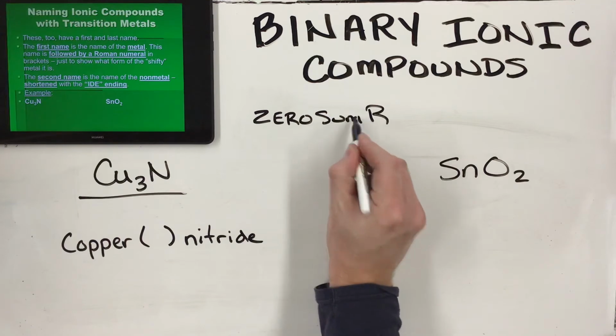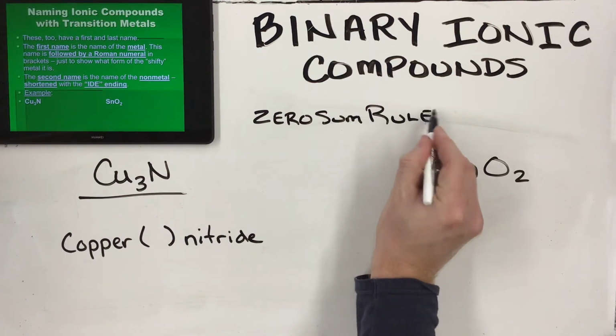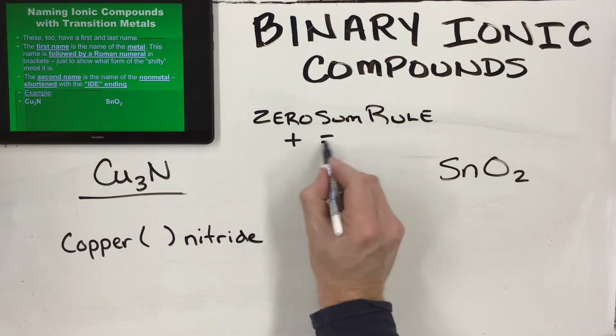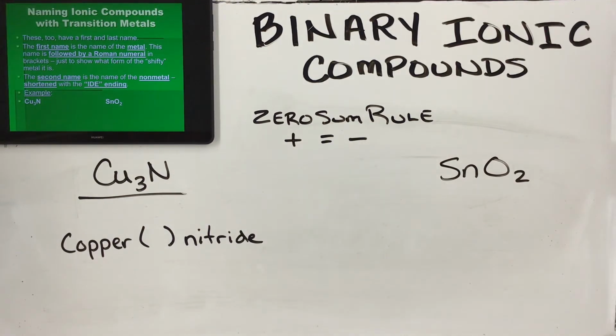All right, and that's called the zero-sum rule. That means that your positive charges have to cancel out or be equal to your negative charges. All right, so let's take a look at Cu3N here. Let's use this rule. Now what I have to find is the charge on my copper. So I'm going to put a little question mark there. And then I'm going to go with what I know. I know I have 3 coppers. I also know that I have 1 nitrogen, right? Even though there's no 1 there, I know there's a 1. They wouldn't have written N if there wasn't a 1.